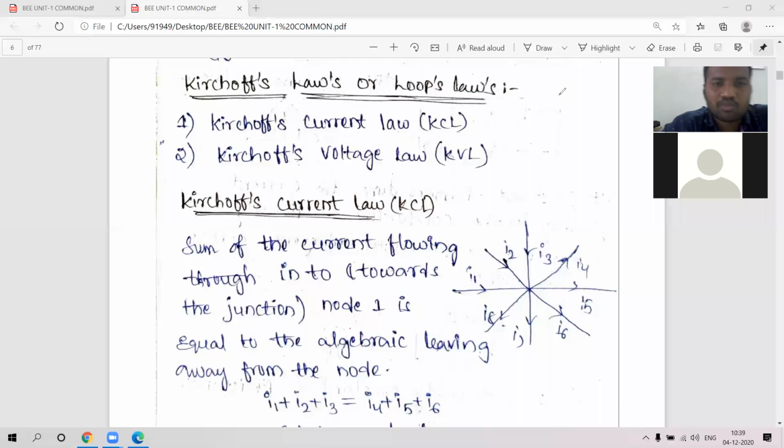Now today I am going to discuss Kirchhoff's laws. Okay, there are two laws, that is Kirchhoff's current law and Kirchhoff's voltage law. We will see both the cases.